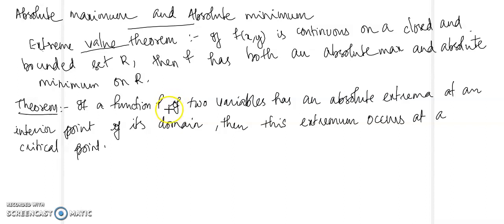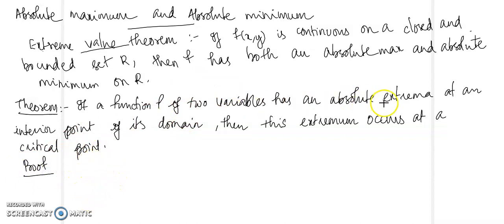So if a function f of two variables has an absolute extrema at an interior point of the domain, then this extrema must occur at the critical points. So when we find absolute extrema, the absolute extrema can occur on the boundary of the given region R or at an interior point. Now the theorem states that if the absolute extrema occurs at an interior point, then that point must be a critical point. So let us prove this theorem.